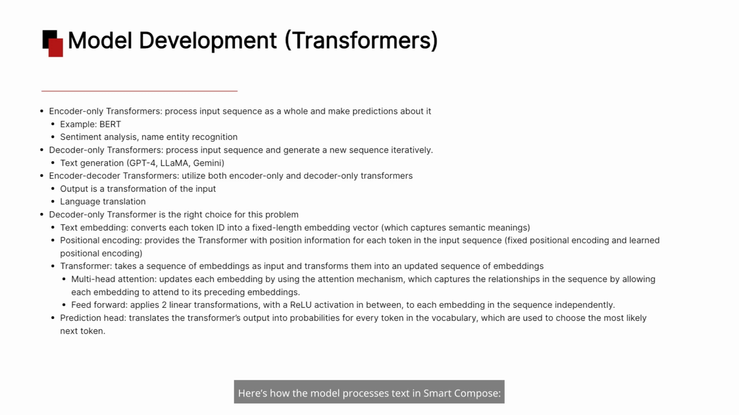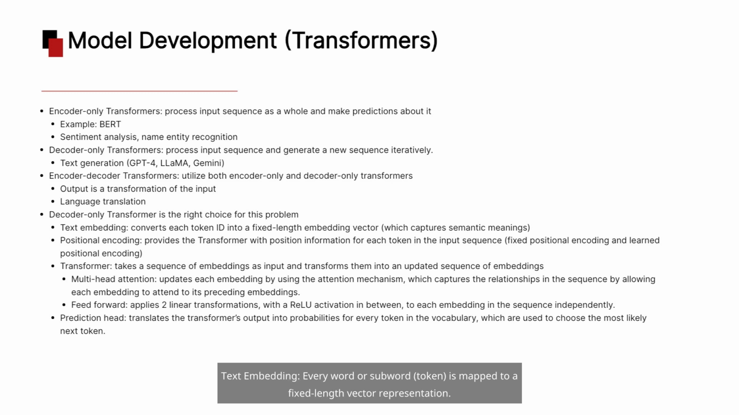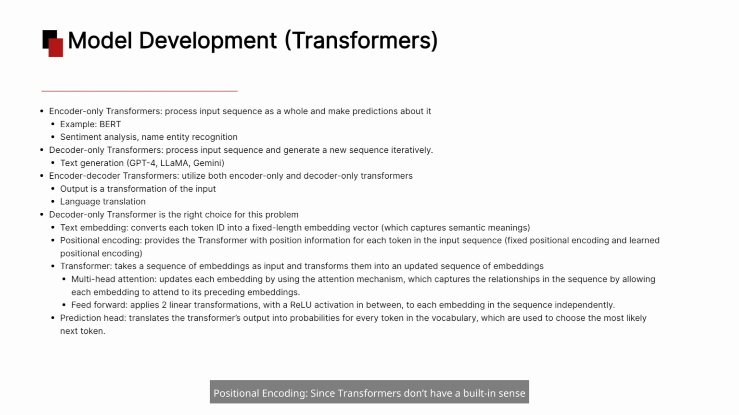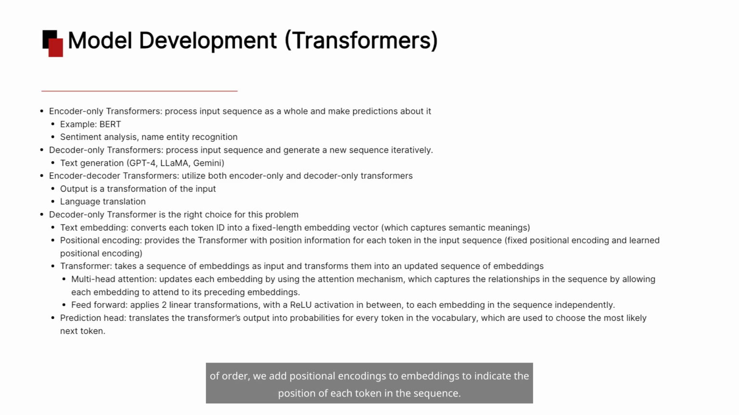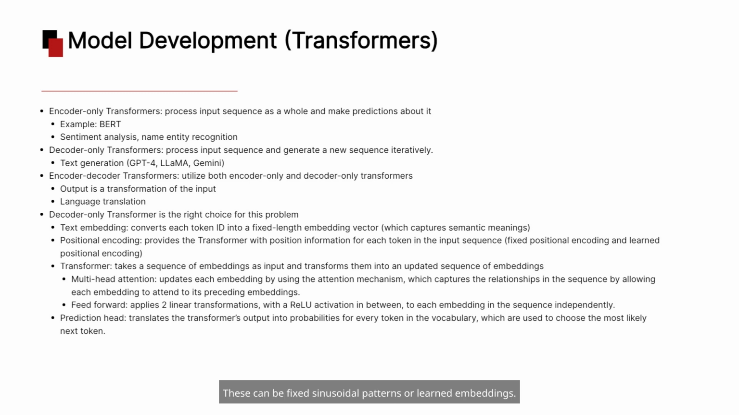Here's how the model processes text in Smart Compose. Text embedding. Every word or subword token is mapped to a fixed-length vector representation. These embeddings capture semantic information so that words with similar meanings are close in the embedding space. Positional encoding. Since transformers don't have a built-in sense of order, we add positional encodings to embeddings to indicate the position of each token in the sequence. These can be fixed sinusoidal patterns or learned embeddings.